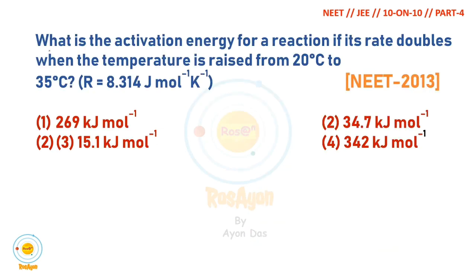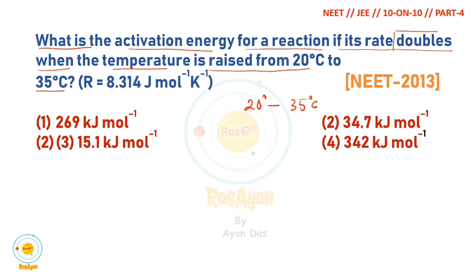See the seventh problem. What is the activation energy for a reaction if its rate doubles when the temperature is raised from 20 degrees Celsius to 35 degrees Celsius? That means for this change of temperature, the rate of the reaction becomes double. You have to determine the activation energy of this reaction.